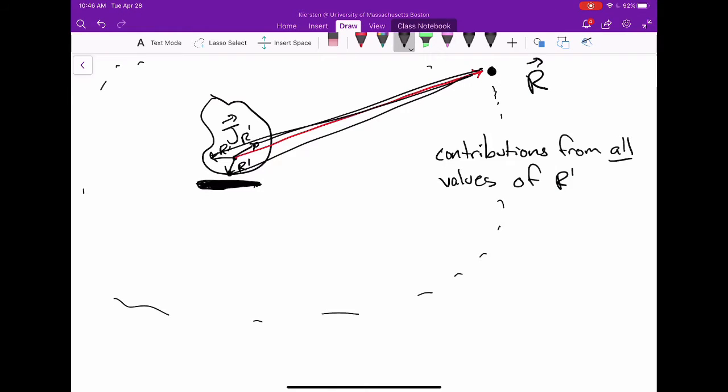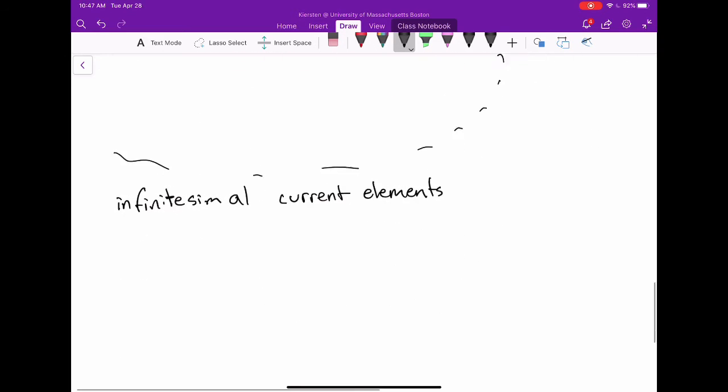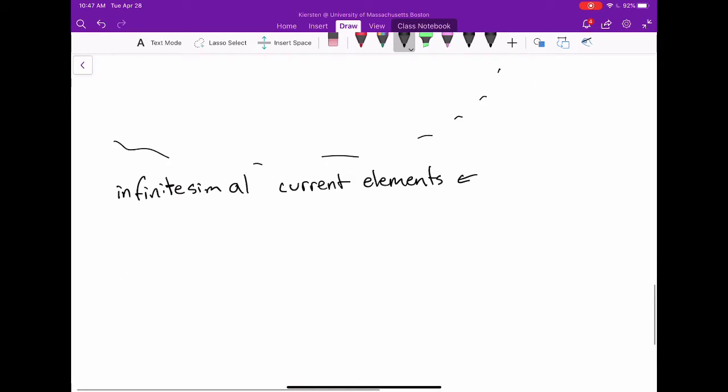So the total radiation is made up of the contributions from all of these different infinitesimal current elements. But what is the contribution from just one infinitesimal current element? Can we figure that out? By the way, these are also called a Hertzian dipole.